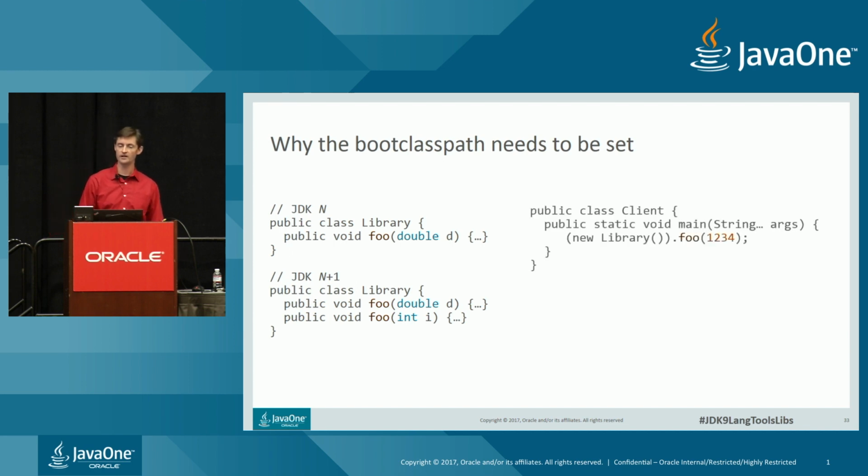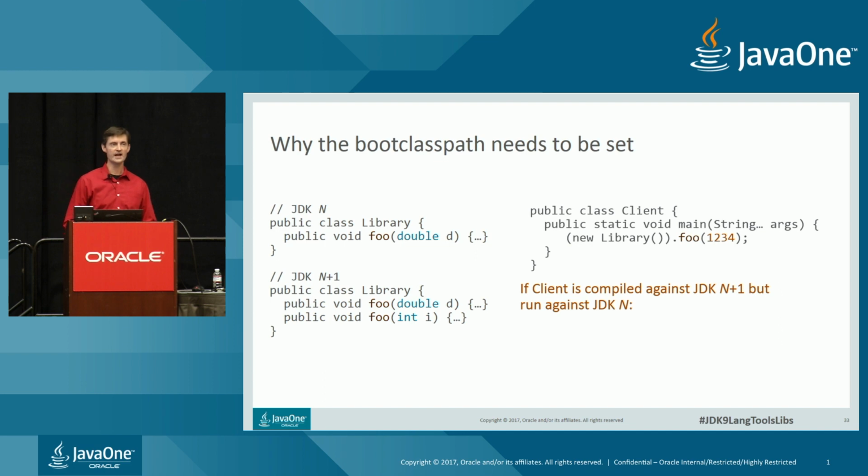And let's say we have the client library here that uses foo, and we compile it against JDK n+1. So which of the two foo methods is the compiler going to choose for foo(1, 2, 3, 4)? It's going to choose the foo that takes an integer. That's the most specific foo version, and that's what the language specifies.